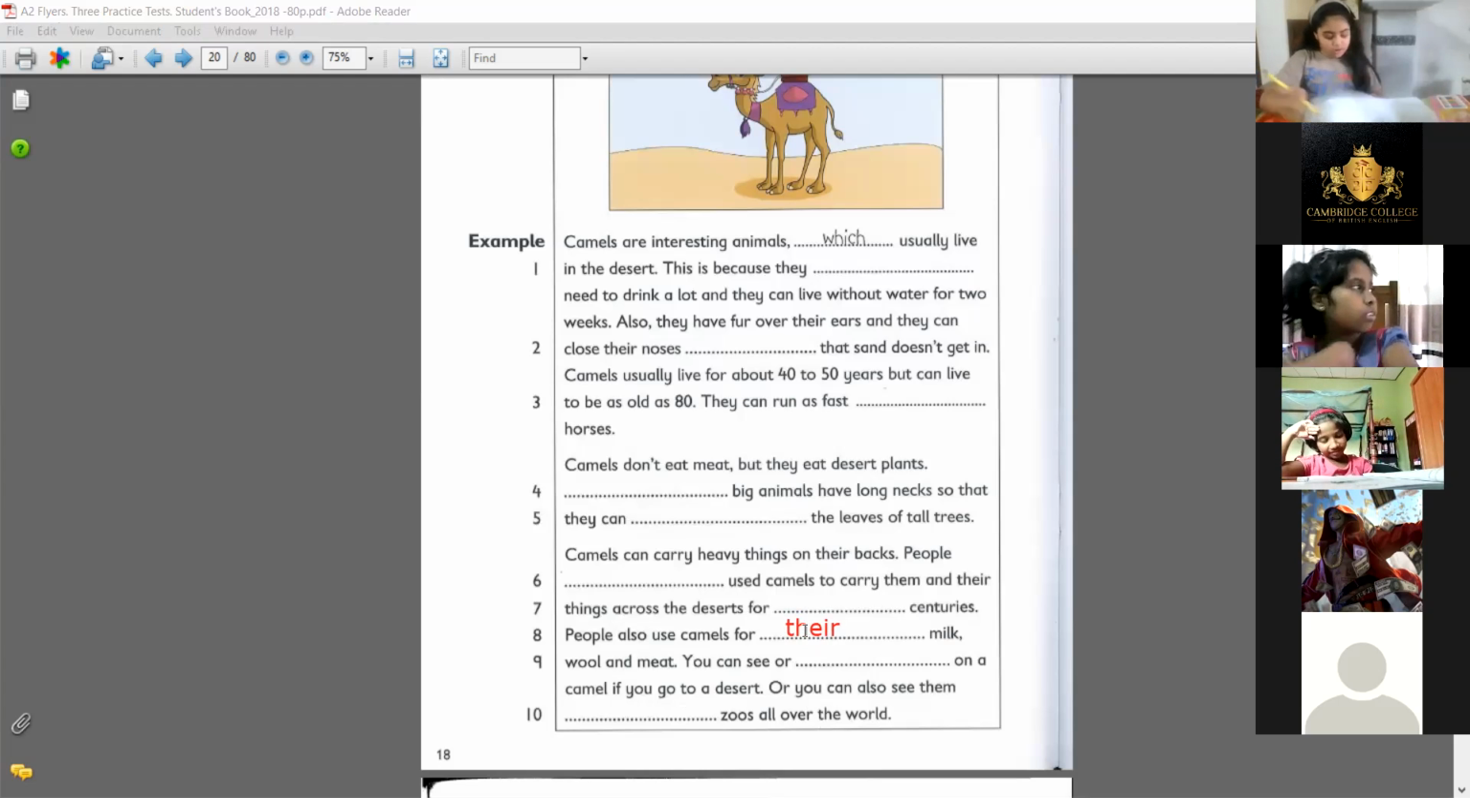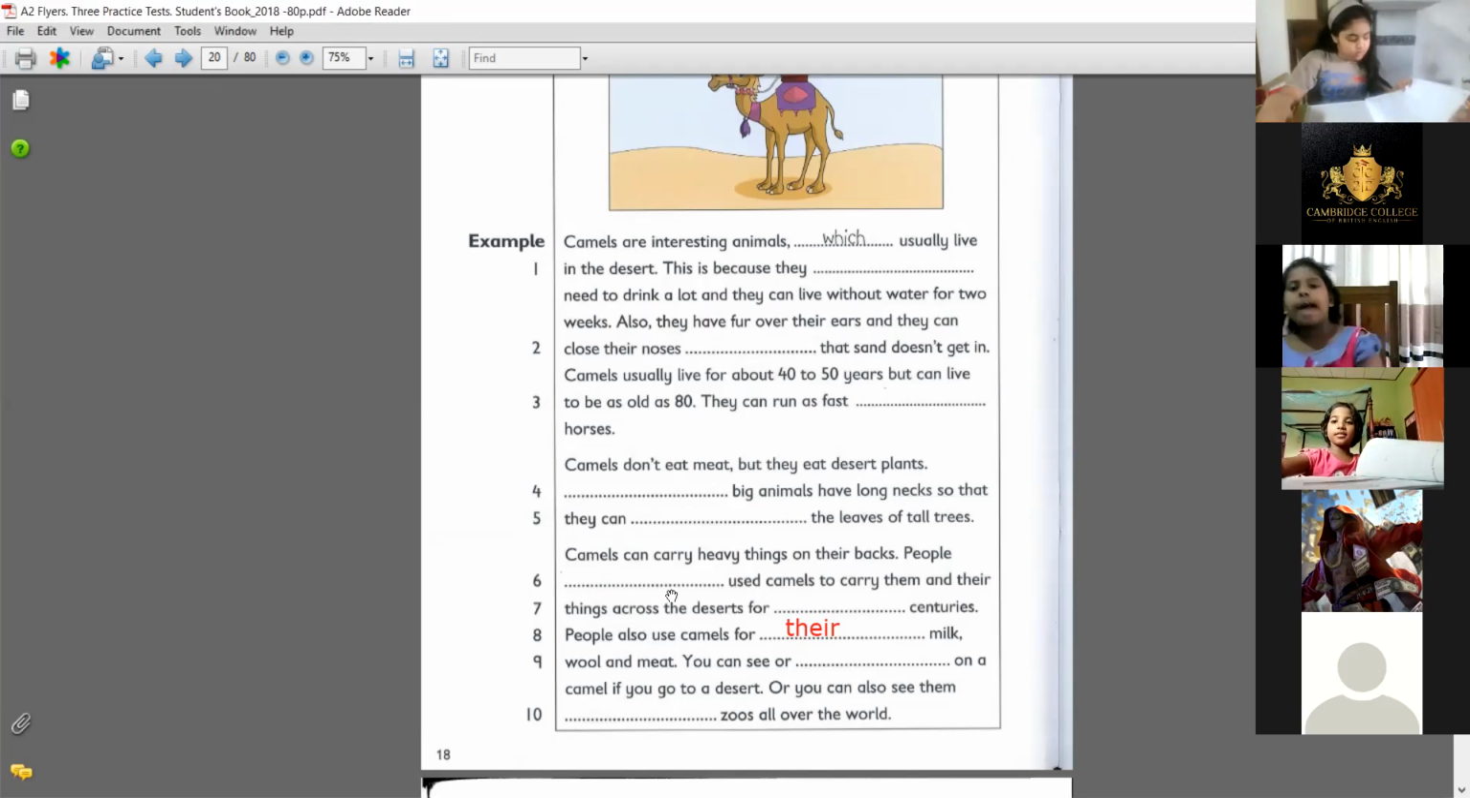You can see all. Yes, you can see all. What is the answer? Right. Very good. Right. Answer is right. You want to take the answer as right.